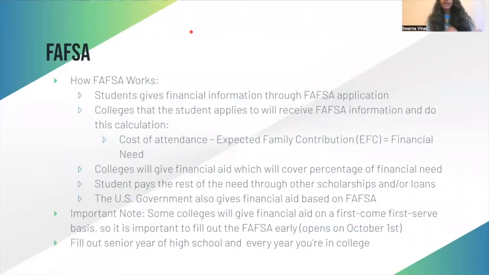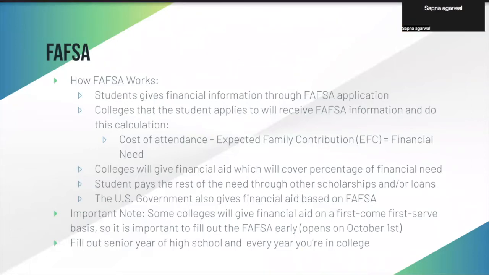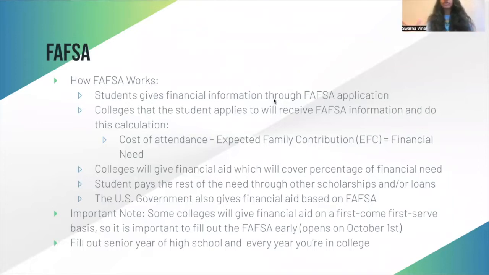So essentially, FAFSA is like an application through which you're going to be giving information that colleges will be using in order to calculate the amount of financial need that you have. Financial need is the difference between the total money that is required to attend that college, basically the admission fee, and the amount of money that your family is able to pay for you to go to college. So the difference between that is what is called financial need.